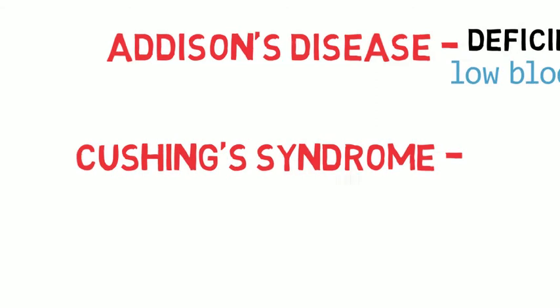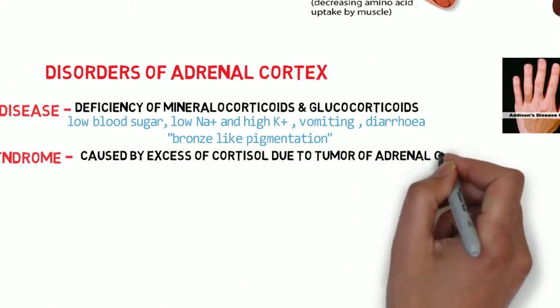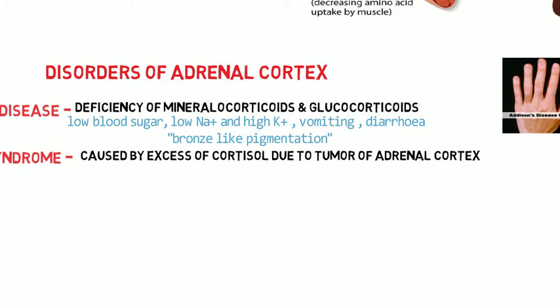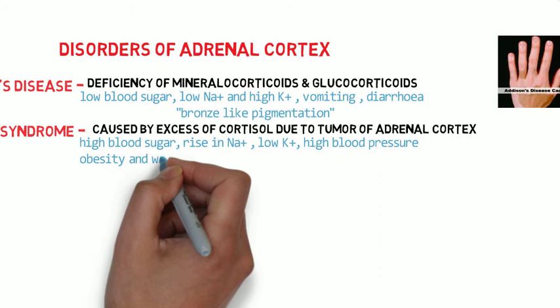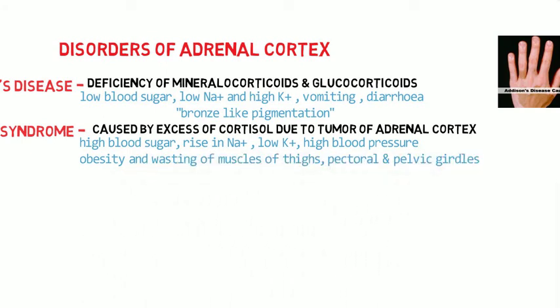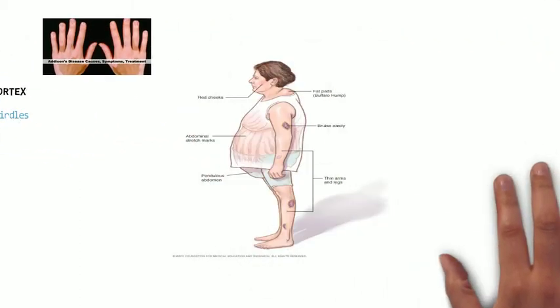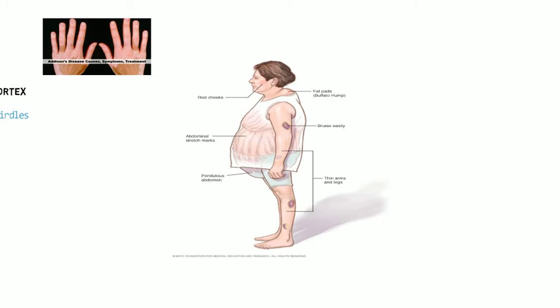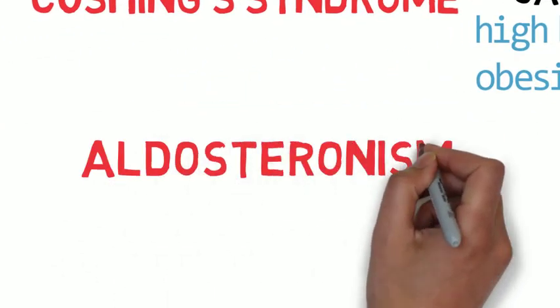Second is Cushing syndrome. It is caused due to the excess of cortisol due to a tumor of adrenal cortex. Symptoms are high blood sugar, rise in sodium, low potassium, high blood pressure, obesity, wasting of muscles of thighs, pectoral and pelvic girdles. This picture shows obesity, pendulous abdomen, thin arms and legs, stretch marks in patients suffering from this disease.